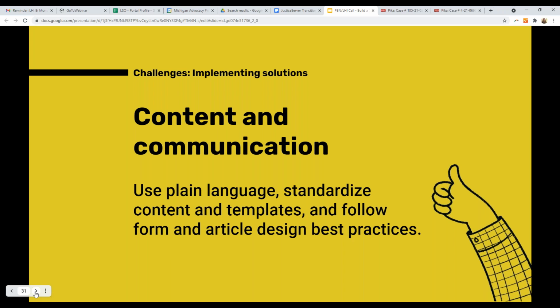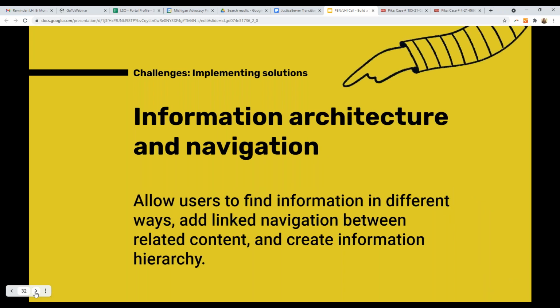And form and article design best practices. I have a slide here. We can dive into that in just a moment, but there are a lot of great resources that dive into form best practices that I've linked to here, and we can talk about those in just a moment as well.